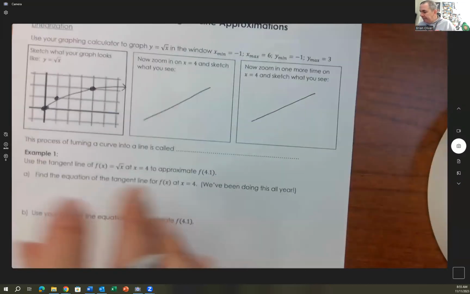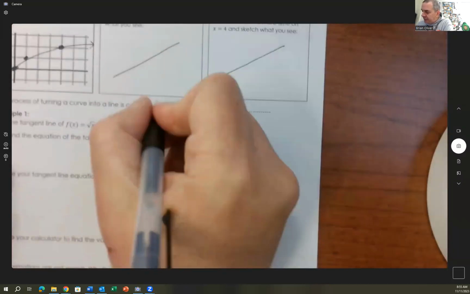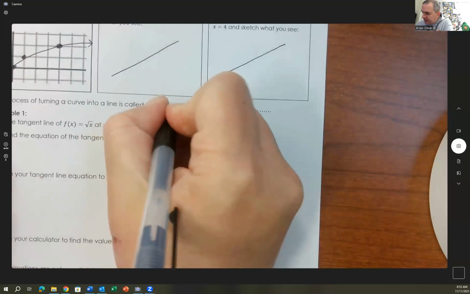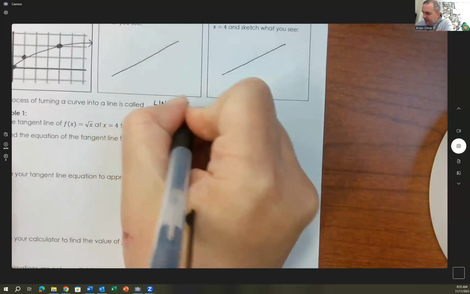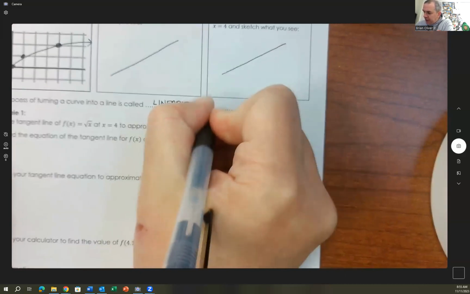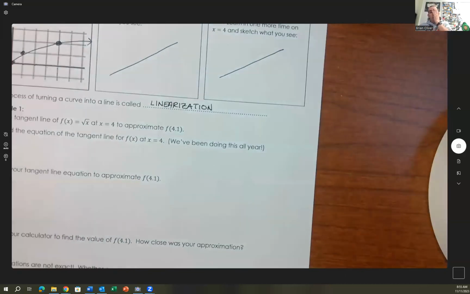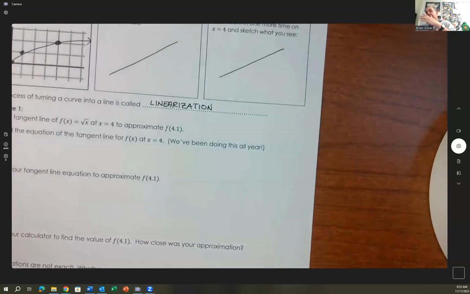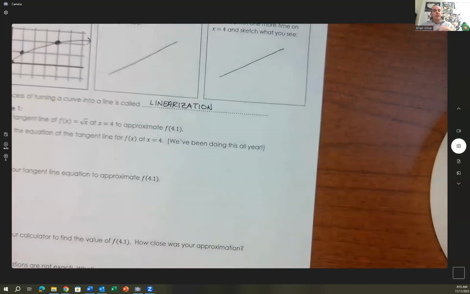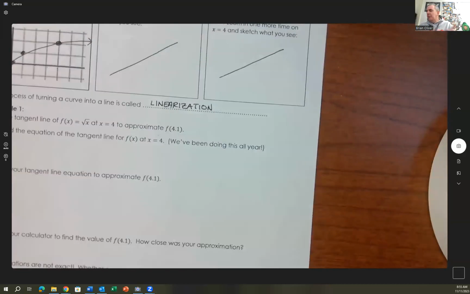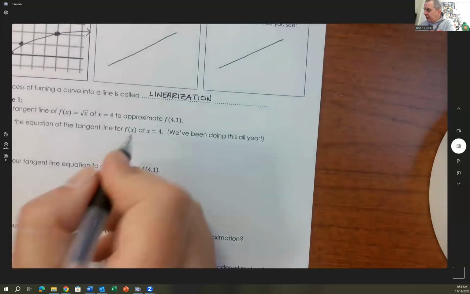So what we are doing today is something called linearization. What it means is we are going to take a function, find the equation of the tangent line at a given point, and then use that equation to estimate values nearby. So let's go ahead and try and figure this out.